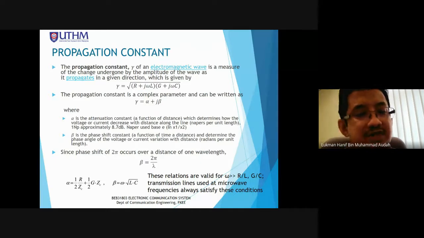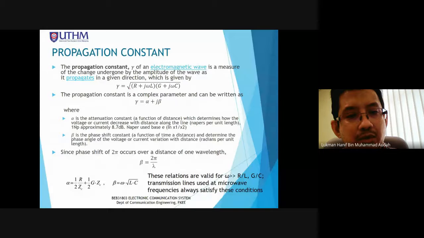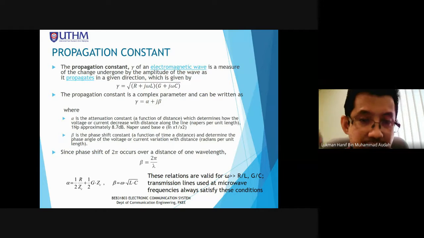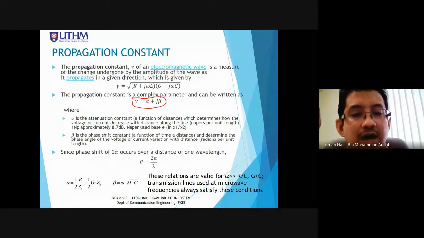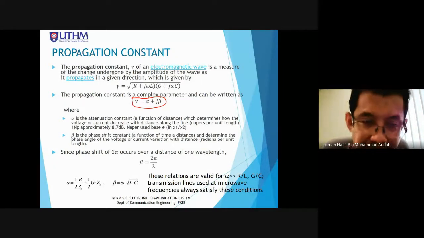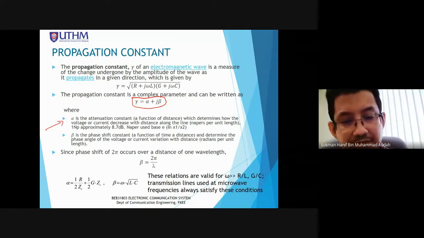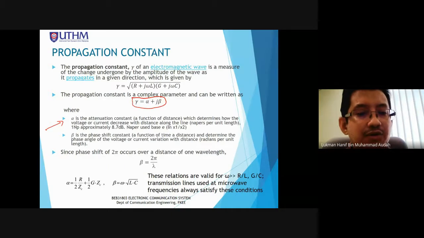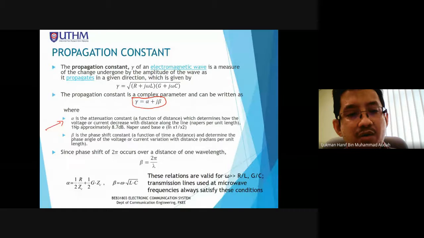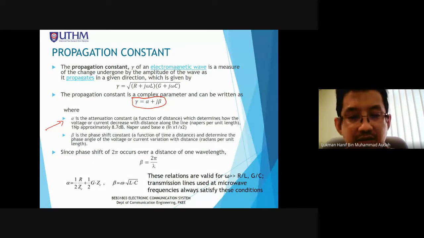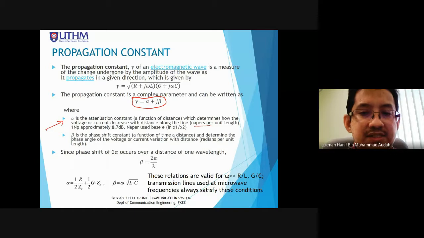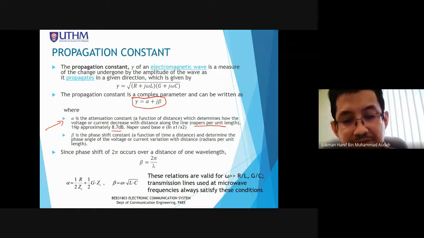Okay. So this gamma equation is equal to square root of R plus J omega L multiplied with G plus J omega C, yang mana ini sebenarnya boleh disimplify. We can simplify this equation to become alpha plus J beta. So what is alpha? What is beta? Alpha is the attenuation constant which determines how the voltage or current decrease with distance along the transmission line. The unit is in terms of nepers per unit length. Okay, 1 neper approximately 8.7 decibel.